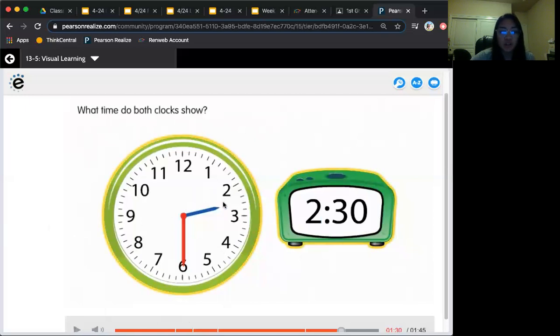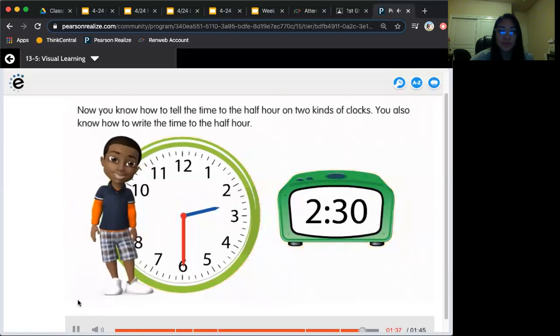Both clocks show, look, the hour hand is in between the 2 and the 3. So it's within this 2 hour. So it's 2 something. And when the minute hand is pointing at the 6, it's half an hour. So half past 2 or 2:30. It is half past 2 or 2:30.